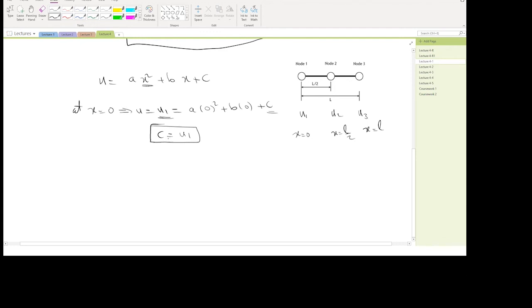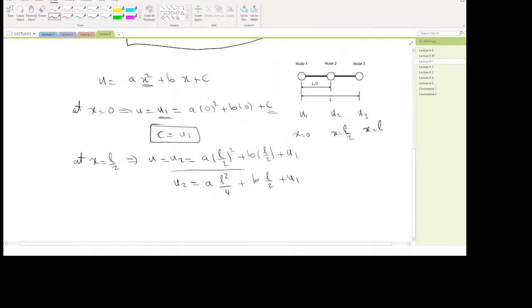And I'm going to use that in the following two equations. I just don't want to repeat writing C. At x equal to L over 2, we have U equal to U2, and this is equal to A multiplied by (L over 2) squared plus B multiplied by L over 2 plus U1. I had this as C, but I'm just replacing it immediately with U1. Okay, so I'm just going to rewrite this equation. It is U2 equal to A L squared over 4 plus B L over 2 plus U1.